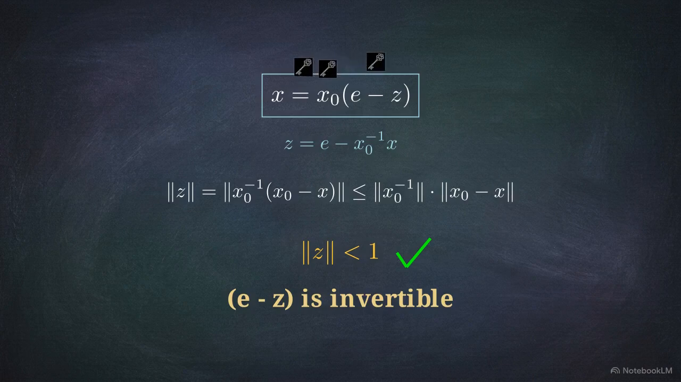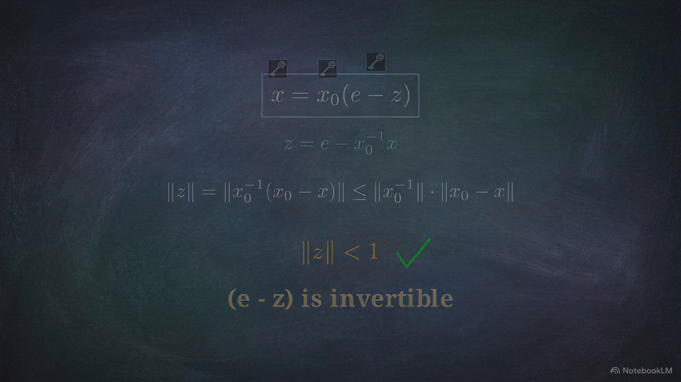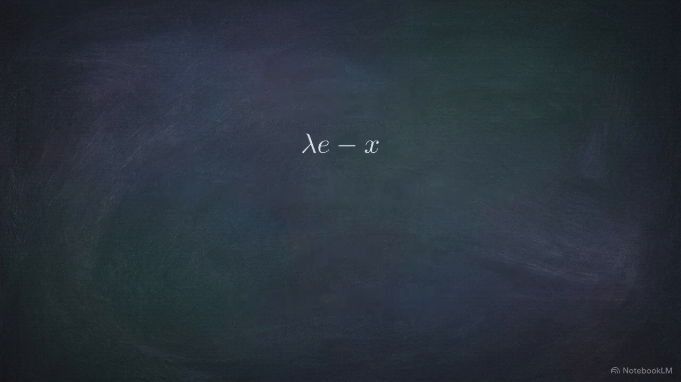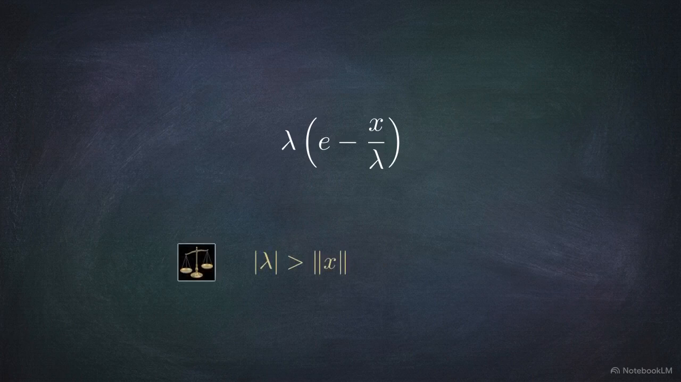So let's test this logic. What condition on a scalar lambda would guarantee that the expression lambda times e minus x remains invertible when we factor out the lambda? By factoring out lambda, we get e minus x over lambda. For this to be invertible, the magnitude of lambda must be strictly greater than the norm of x. Here on the complex plane, any lambda outside this closed disk of radius norm x is perfectly safe.